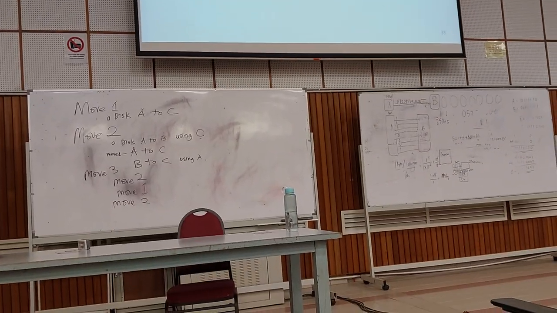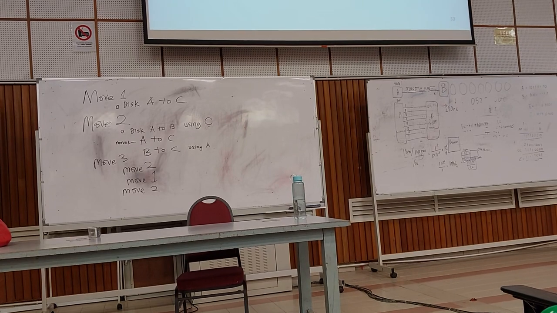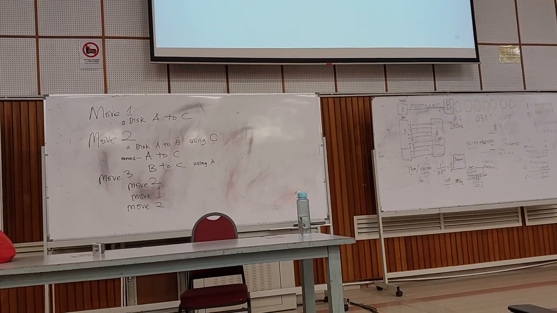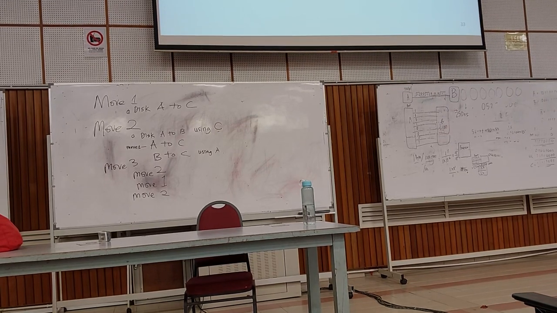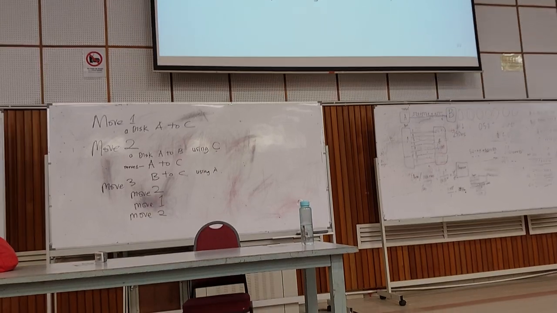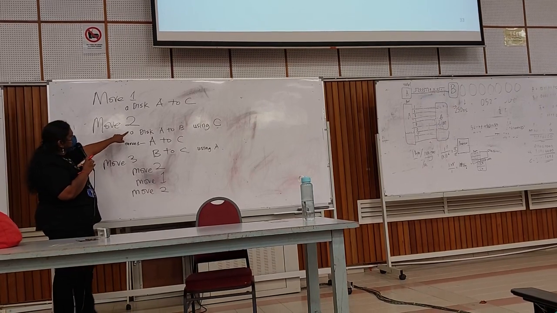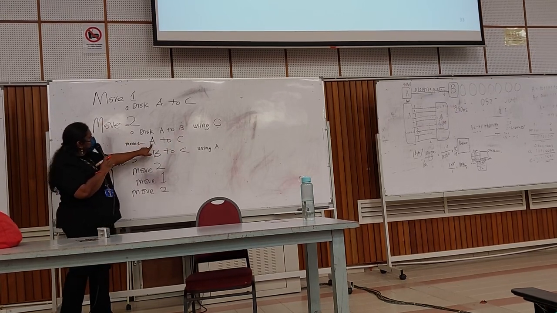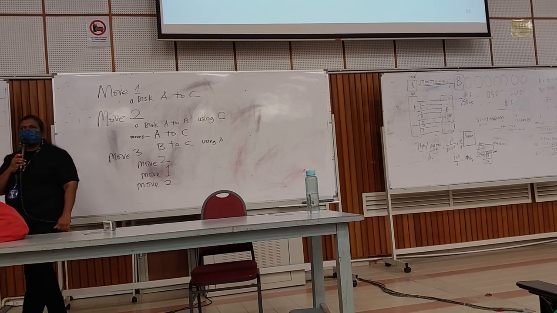Okay, now what do you understand here? I say move two, move one, move two. If you have 3 discs, you have to do move two. You know how to do move two or not? Check back. Move two is here. You take A to B using C, and then you move one. Go back here. A to C. Then you do your B to C. Alright, you understand? That's it.